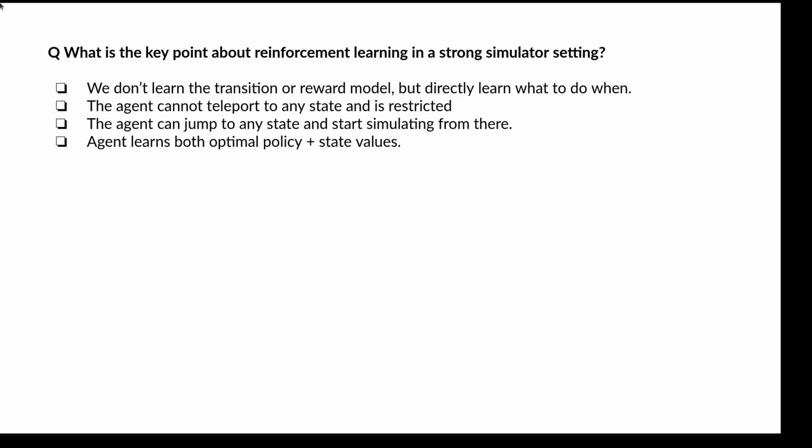So there are four options. First: we don't learn the transition or the reward model but directly learn what to do when. Second: the agent cannot teleport to any state and is restricted. Third: the agent can jump to any state and start simulating from there. Fourth: the agent learns both the optimal policy and state value. What would be the correct one? Just think for a second and then I'll tell you which is right and why.